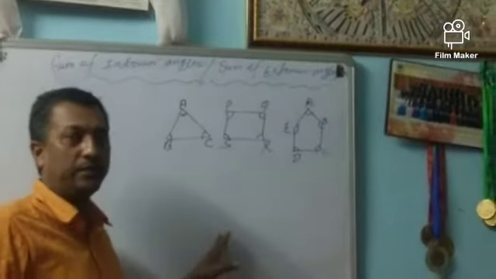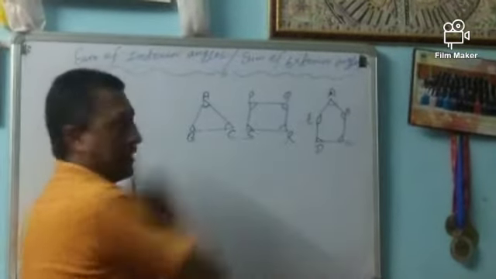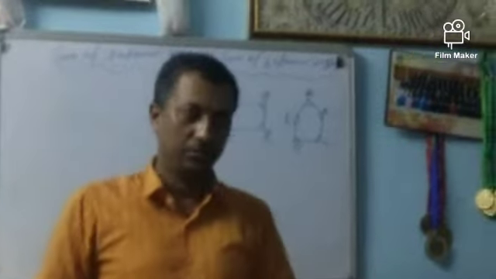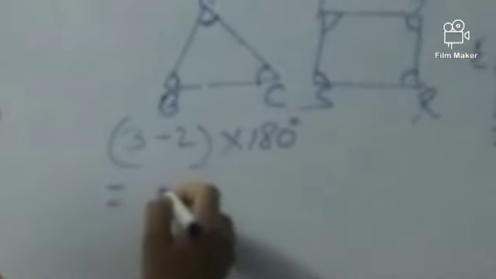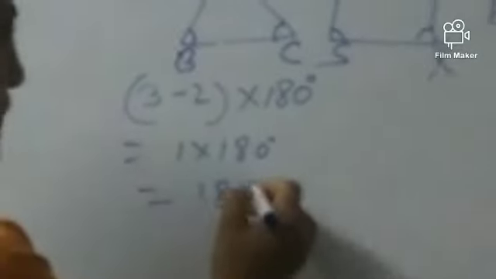So how to find the sum of interior angles? It is very easy to learn. You see how many sides there are in the polygon. It is 3 sides in a triangle. So what we do? Write 3 and subtract 2, and multiply by 180 degrees. So what is the answer? 3 minus 2 is 1, into 180 degrees, which is 180 degrees. So the sum of angles of a triangle is 180 degrees.